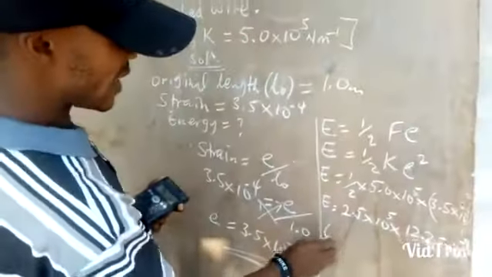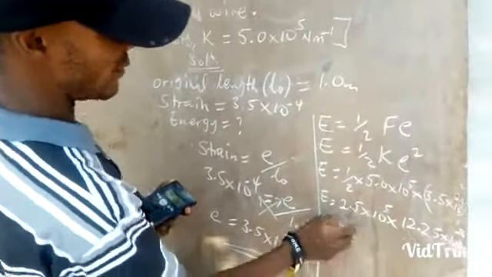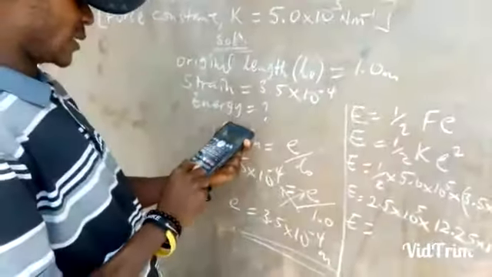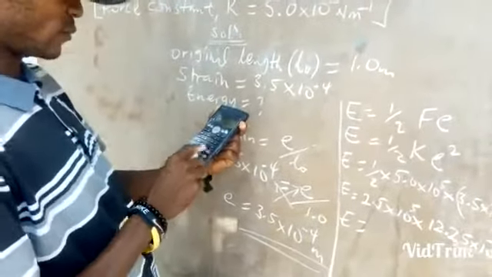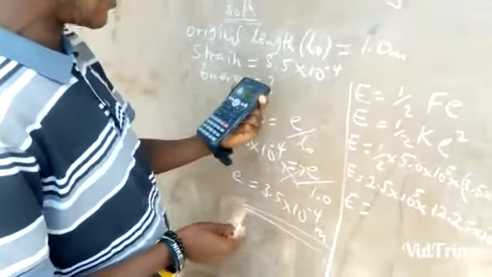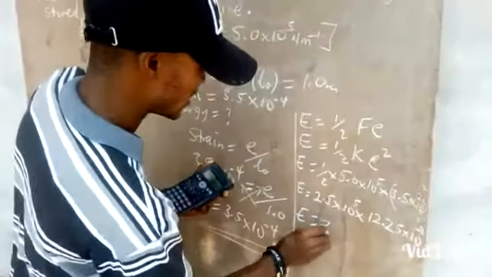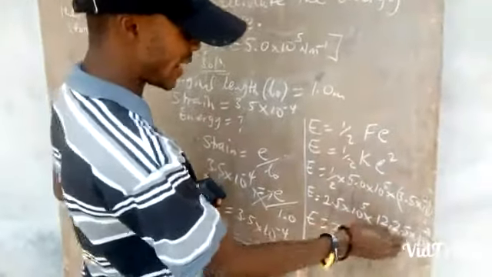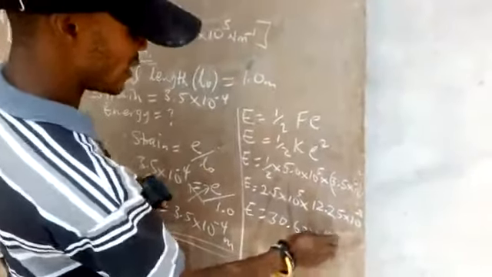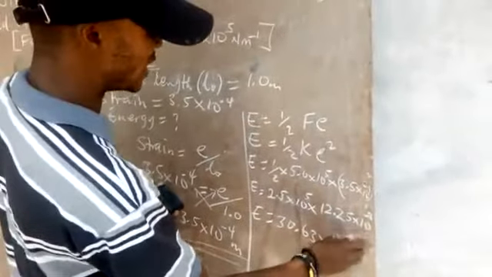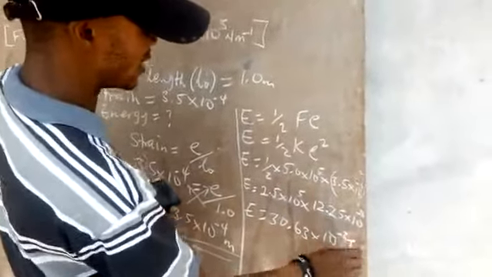So the energy stored becomes: I will now multiply the numbers 2.5 times 12.25, which gives us 30.63. According to the law of indices, 10 and 10 will just take 1 and add the powers. Minus 8 plus 5 becomes minus 3. The SI unit for energy is joule.